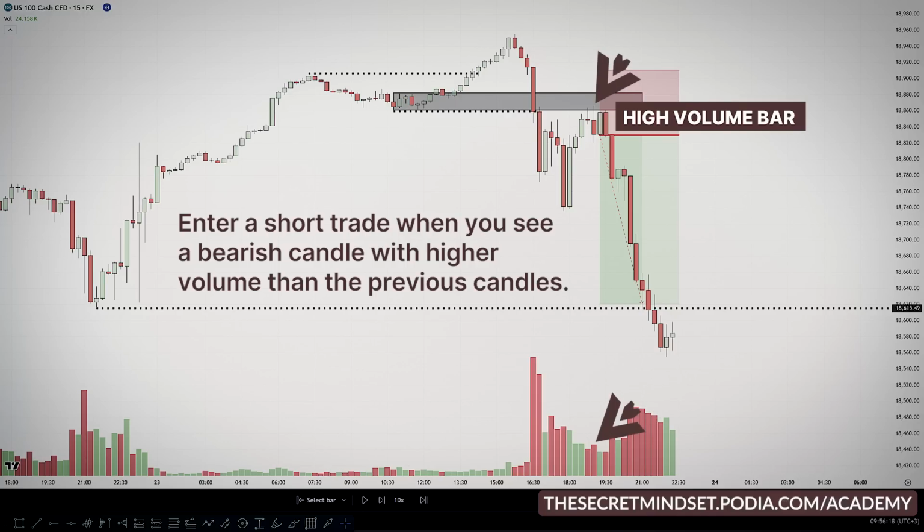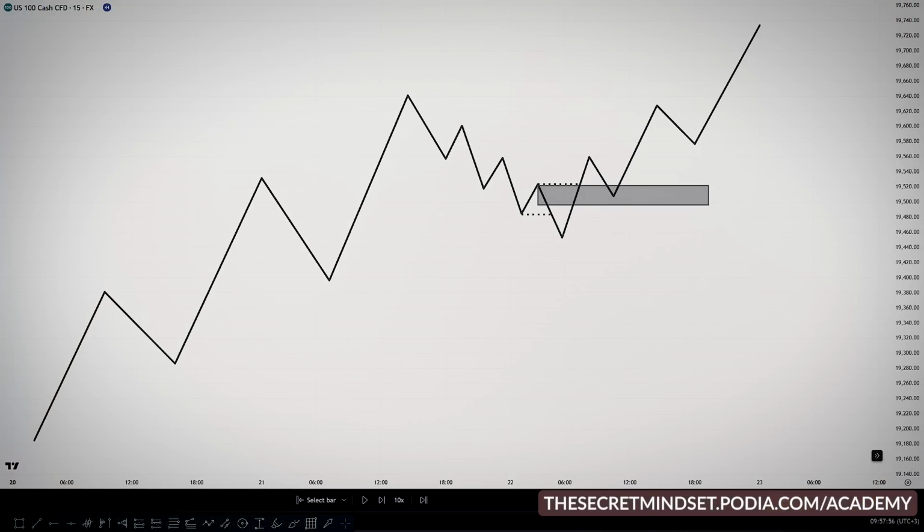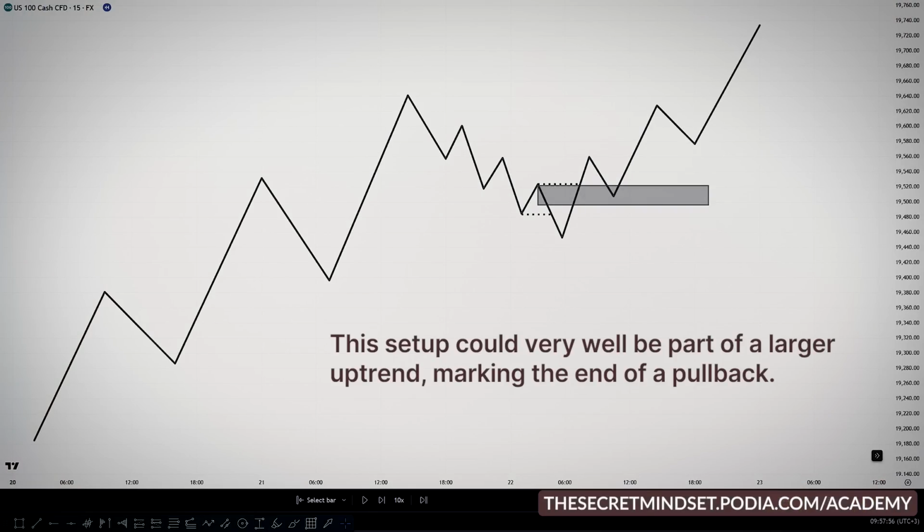It's the confirmation of strong interest from sellers at this level. This is a low-risk entry for a short trade. Now, very important, when you spot a setup like this one, consider the larger context of the market.